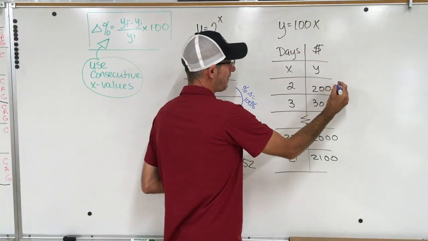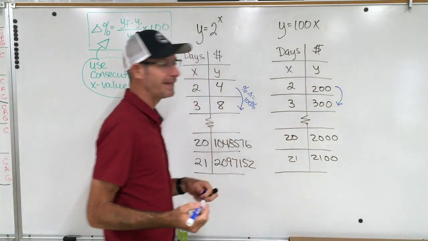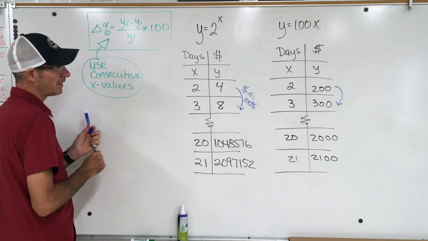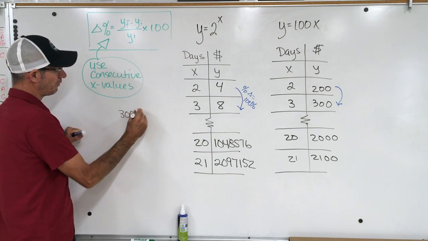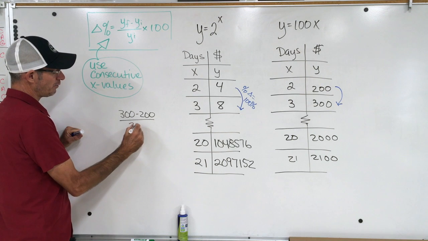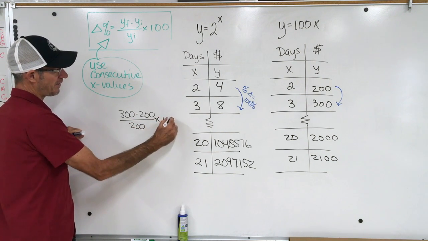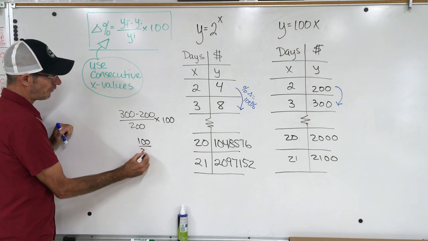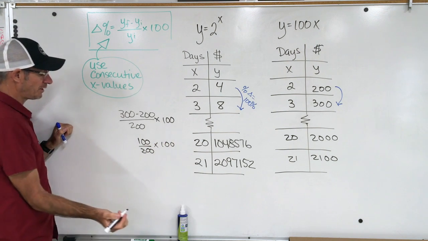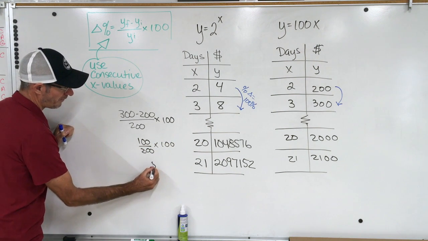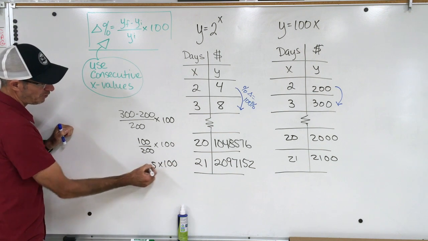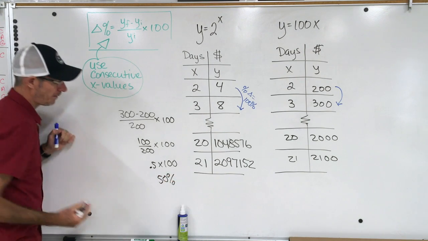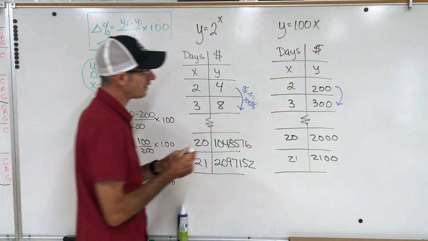Now we're going to look and see what happens between day 2 and 3 in the linear example. So we take our final value, which is 300, minus our initial value, what we started with, which is 200, all over our initial value, which is 200, times 100, and that 100 will change it into a percent for us. So 300 minus 200 is 100 over 200 times the 100, and then 100 over 200 is 0.5 times 100. And when you do that on a calculator, or if you know the answer in your head, that will come out to 50%. So the percent change here is 50%.